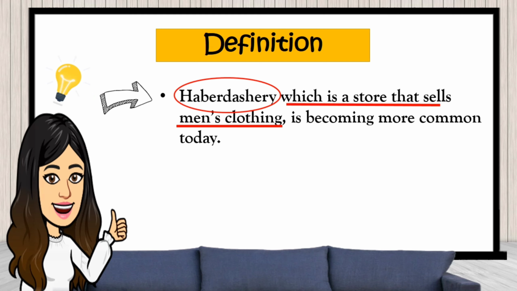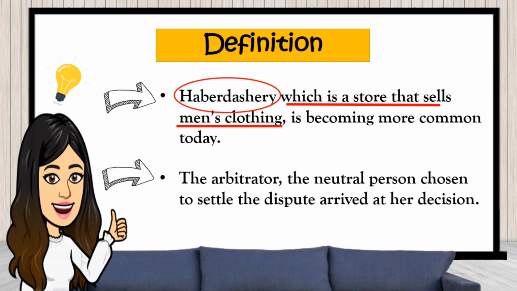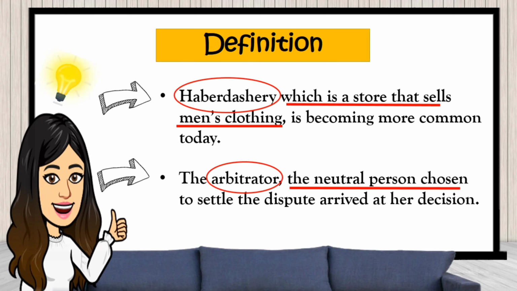Another example: the arbitrator, the neutral person chosen to settle the dispute, arrived at their decision. The unfamiliar word is arbitrator, and the meaning or definition is the neutral person chosen to settle the dispute.